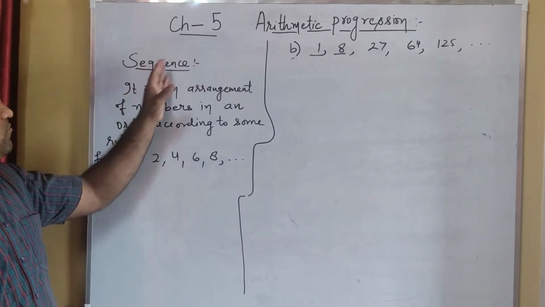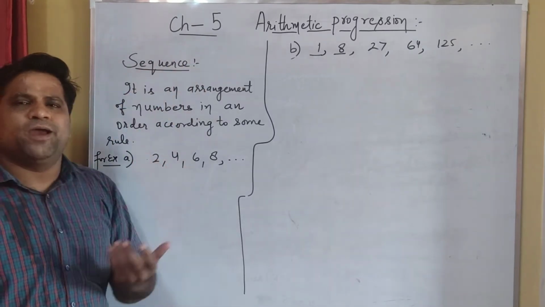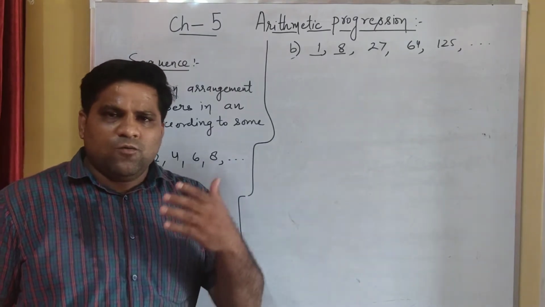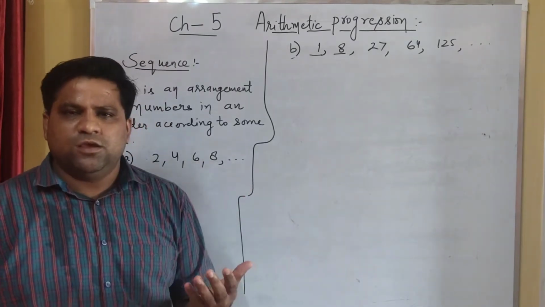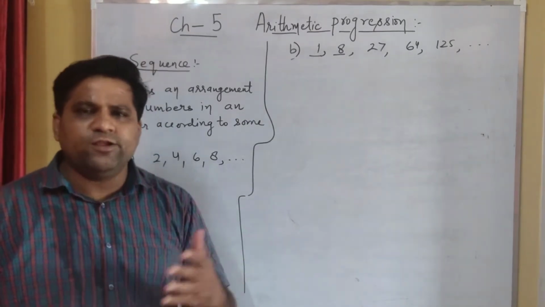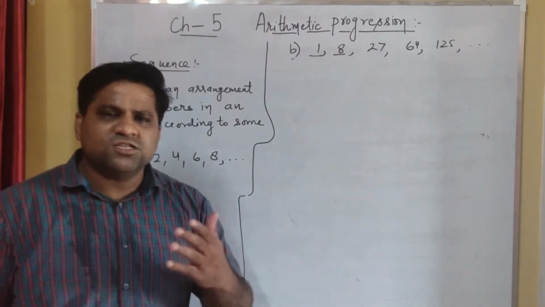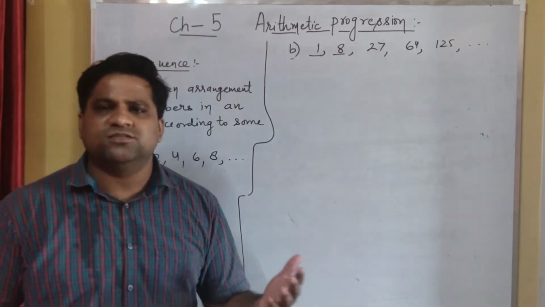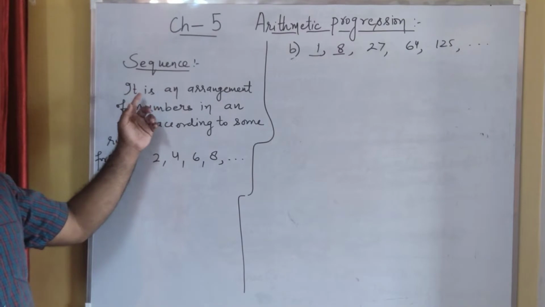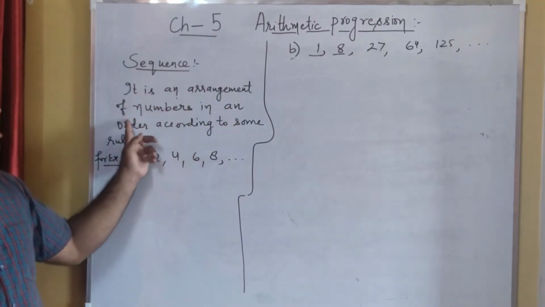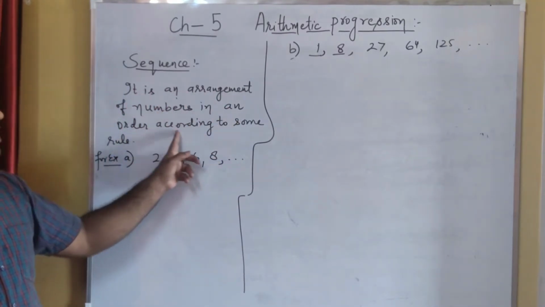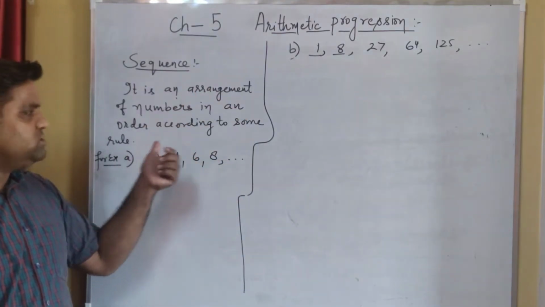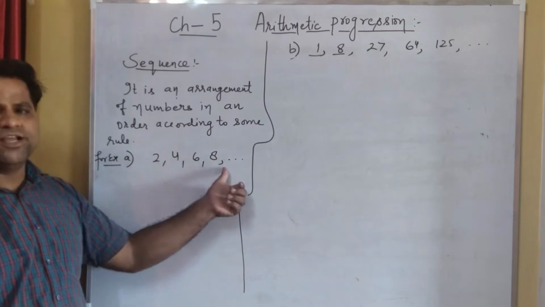Now here, what is the meaning of sequence? As you have studied many patterns in your previous classes, when we arrange numbers in some pattern according to some rule, then such arrangement of numbers according to some rule is called a sequence. Here the definition is given in front of you. It is an arrangement of numbers in an order according to some rule.